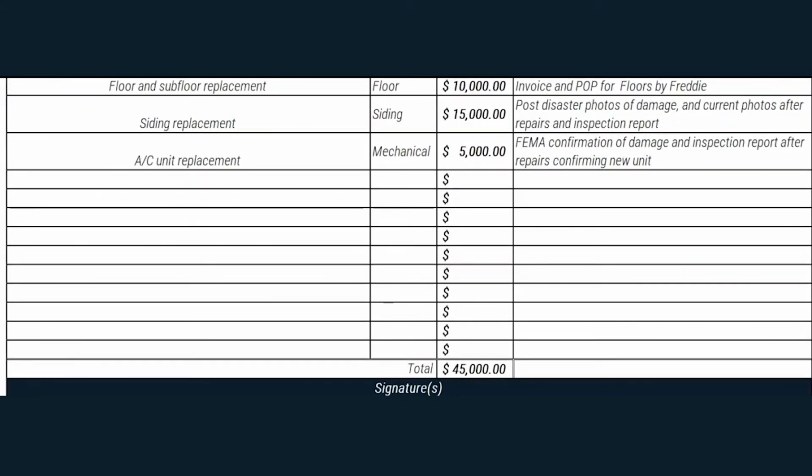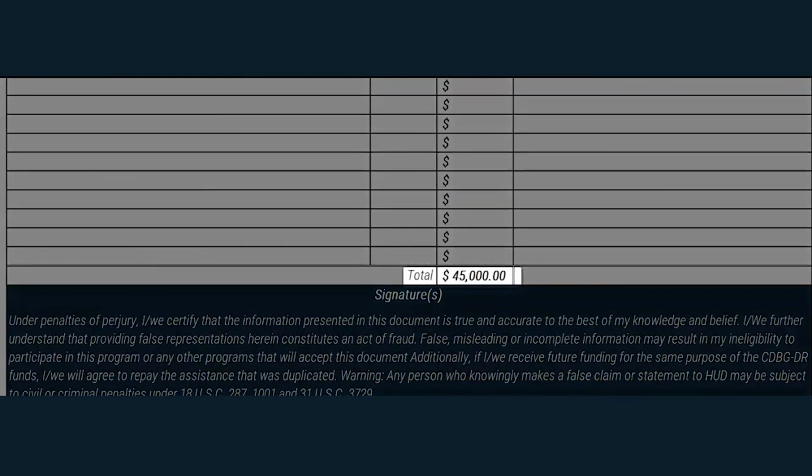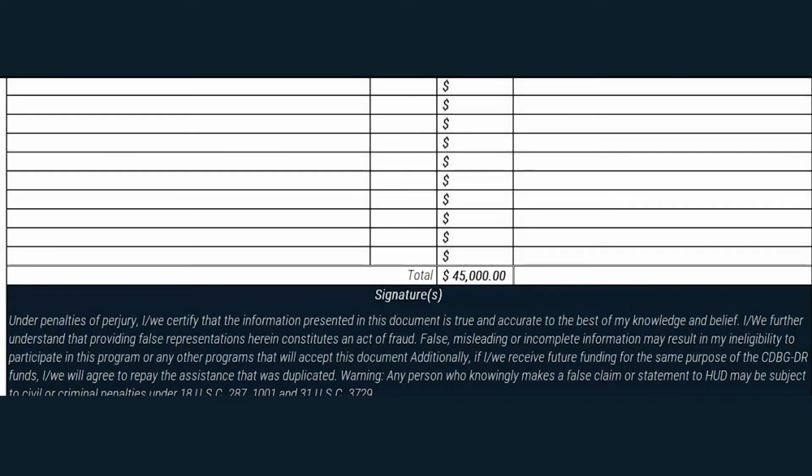The applicant should look to cell F30 to get the total for eligible repairs to place in 3A of the DOB calculation form. In our example, the applicant has $45,000 of eligible repairs, so they will input $45,000 in 3A.